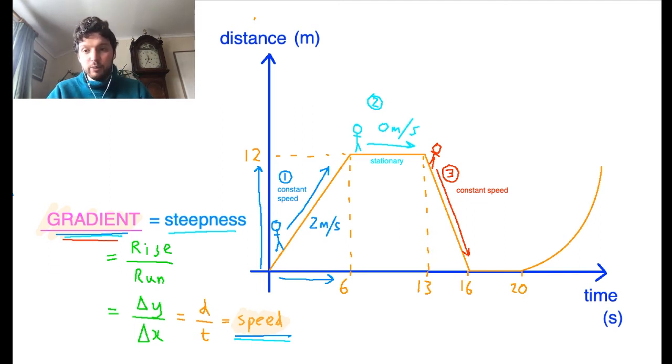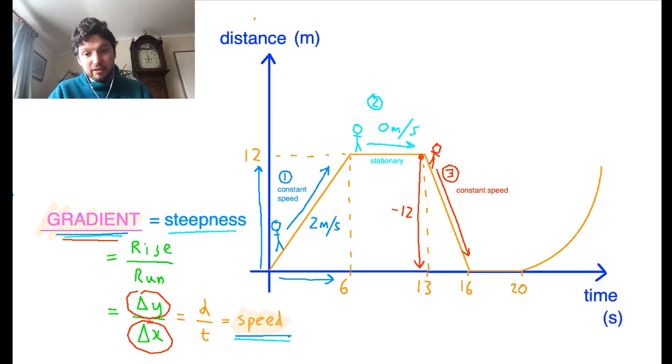So to calculate the gradient, we need to do the change in y divided by the change in x. So for this section here, the change in y is from the top down to the bottom. So the change in y is minus 12. And that minus is really important because we're going downwards, negative.